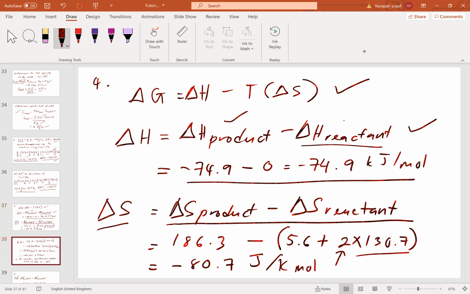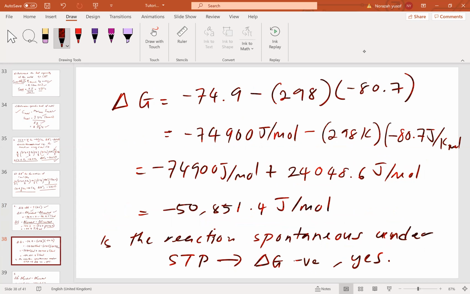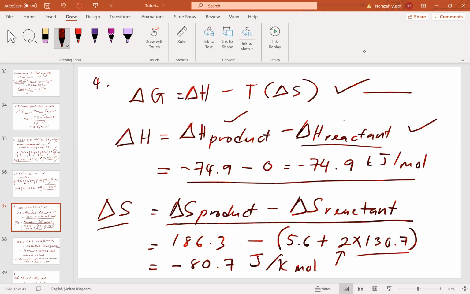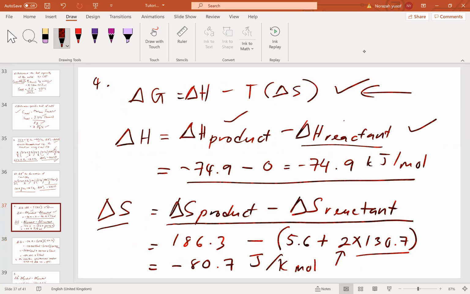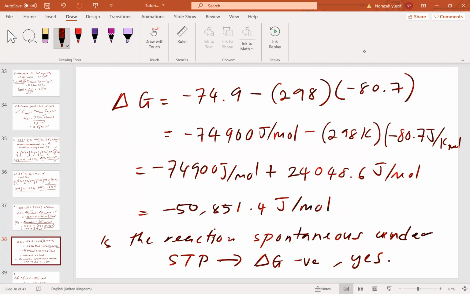Hopefully my calculation is correct. Okay, so we total up everything and put this in this equation. All right. And make sure the unit is similar to each other. You can see that from delta H, the unit, if we calculate, is in kilojoule, but the unit for entropy, S, is joule. So you have to make it compatible to each other. You have to change the unit. So after changing the unit, you can calculate delta G. So I got a negative value. So the reaction is supposed to be spontaneous because delta G is negative.